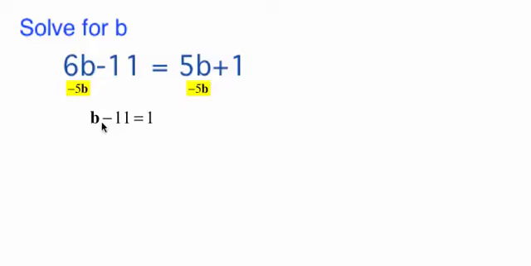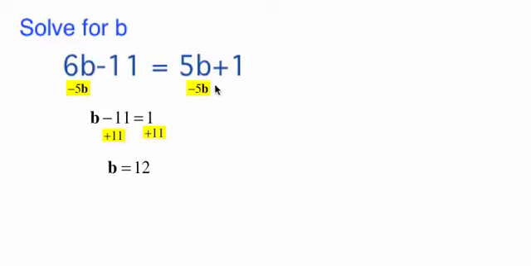Now what's stopping the b from being alone? Negative 11. What's negative 11 doing? Well, it's being subtracted from b. What's the opposite of minusing 11? Well, the opposite is adding 11. So I'm going to add 11 to this negative 11, and that's going to make 0. If I add 11 to the left-hand side, I'm also going to add 11 to the right-hand side, just to keep everything balanced. So on the left-hand side, I'm left with b. On the right-hand side, 1 plus 11 is, you guessed it, 12. So the answer is b equals 12.